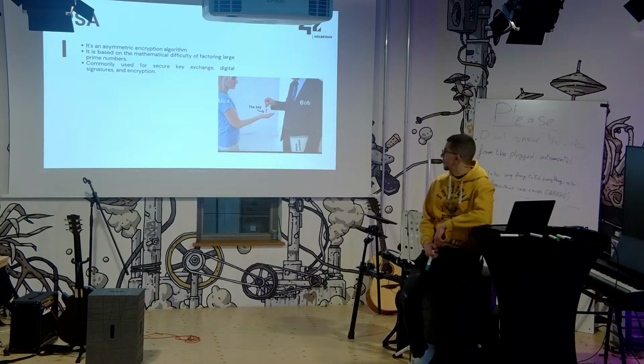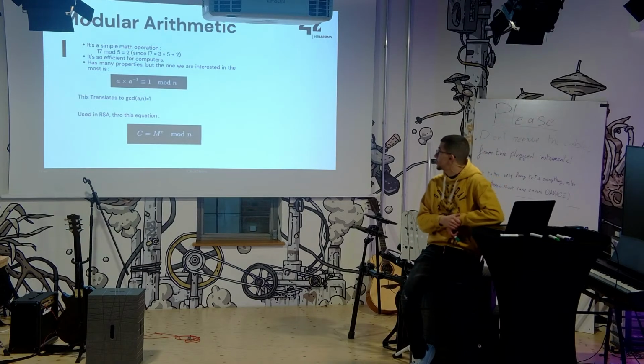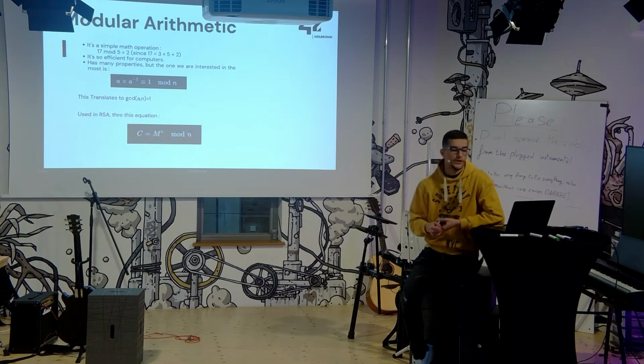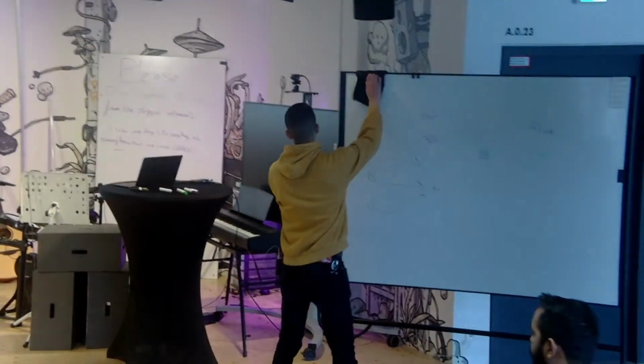It's basically based on the mathematical difficulty of factoring large prime numbers. And it's used for key exchange, digital signatures, and encryption. We will take a look into this factoring thing. Let me see what I have next. Yeah, modular arithmetic. So now we're going to dive a little bit into this factoring problem. First, I'm going to show you what this factoring problem is, and then we're going to do a little bit of math, okay?